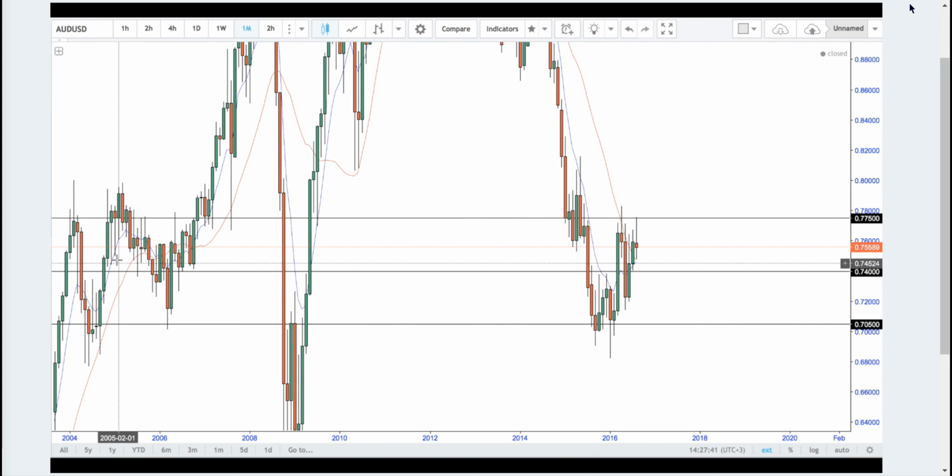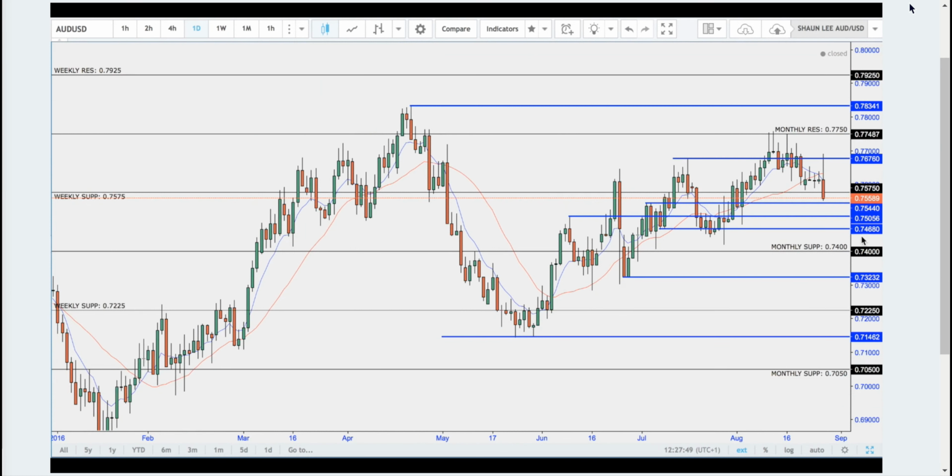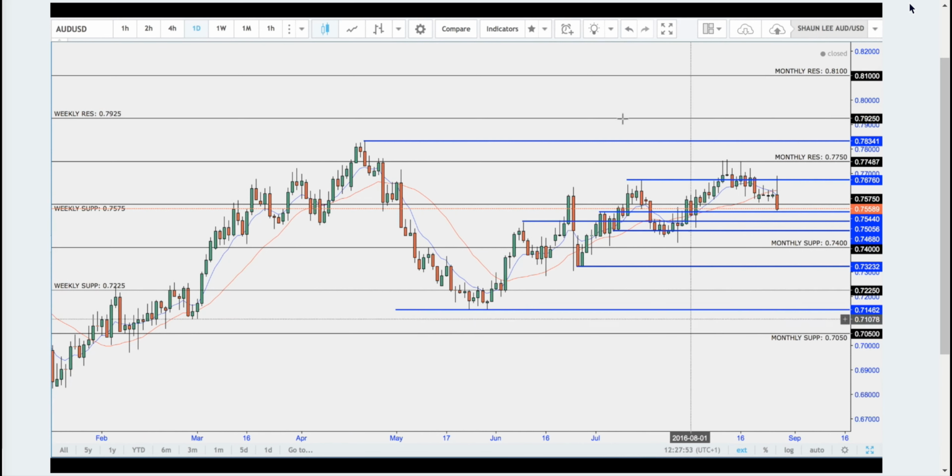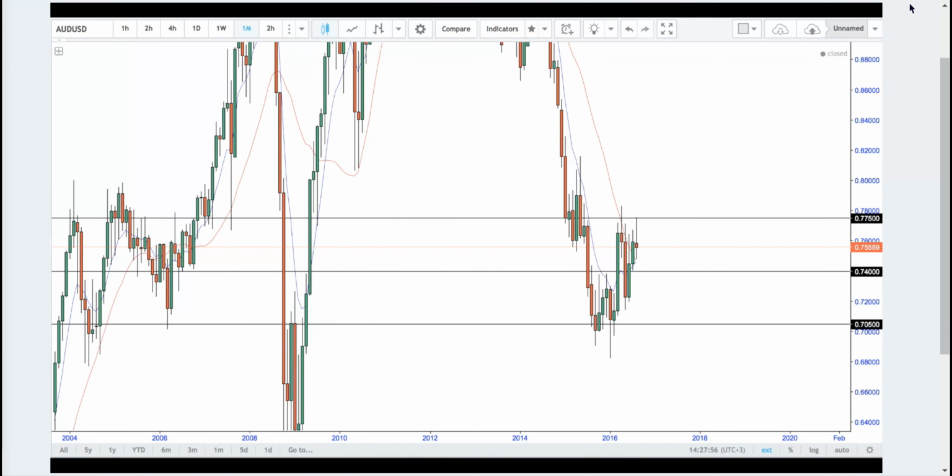As you can see here, nice confluence as well, going back into historical. There. And I might just go ahead and add one more. So if I go back, I've got 0.7750 on there, and then I've got 0.8100. So I'm going to add the 0.8100 on there as well.